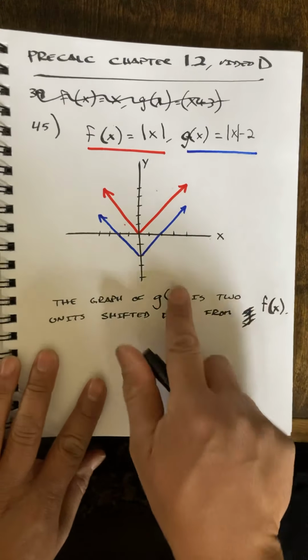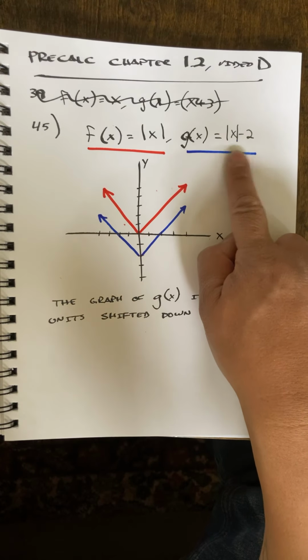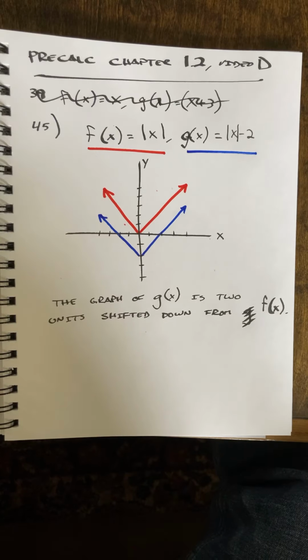And I do want you to notice that that downward shift comes from this -2 on the outside of the absolute value. It would be a left or a right if it were inside the absolute value.